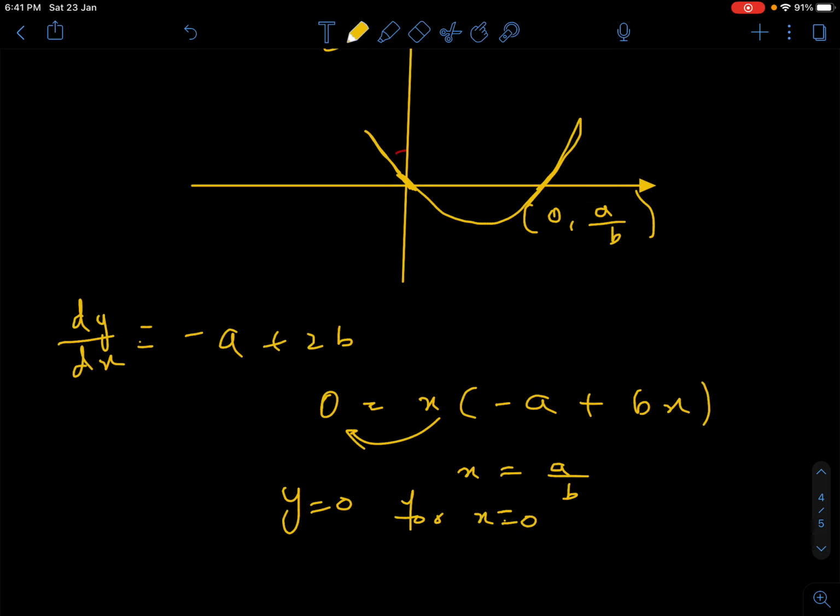Okay, so let me give you a question. We have to draw graphs for, suppose this is a building.